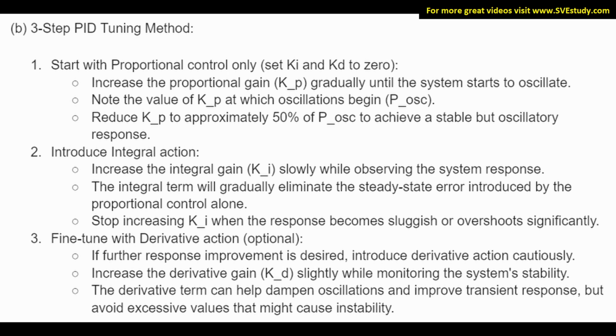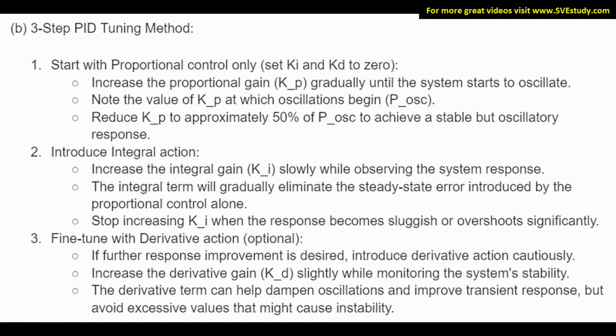B. 3-step PID tuning method. 1. Start with proportional control only. Set Ki and Kd to 0. Increase the proportional gain, Kp, gradually until the system starts to oscillate. Note the value of Kp at which oscillations begin, P osc. Reduce Kp to approximately 50% of P osc to achieve a stable but oscillatory response.